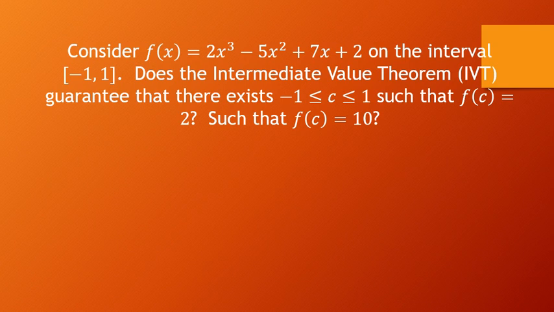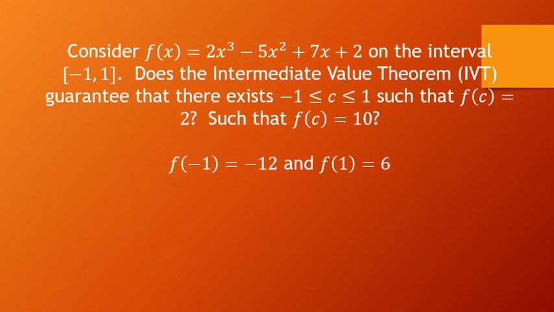So what we're going to do is take each of these endpoints, -1 and 1, plug them into our function f of x, and see what we get. When you do that, you find that f of -1 is -12, and f of 1 is 6. So what the IVT tells us is that if I pick any number between -12 and 6, I can find some c value between -1 and 1 such that f of c will equal that number which I chose.